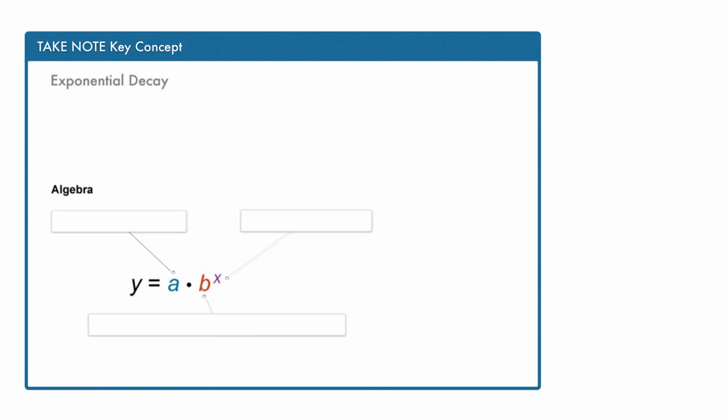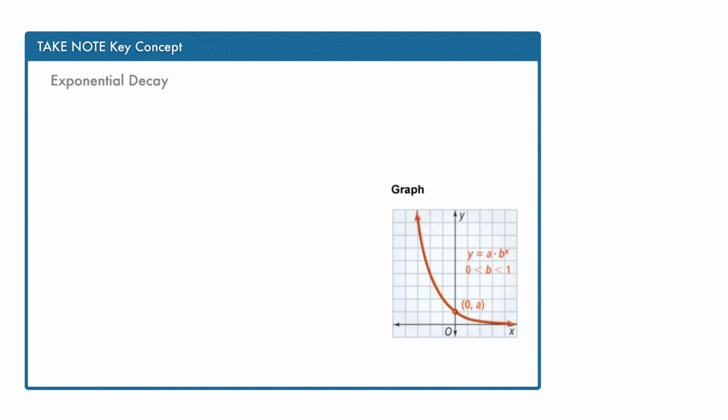In algebra, we can see the variables labeled, a being the initial amount, b being the decay factor, and x the exponent. Graphically, we see a similar graph to exponential growth, except that this one is decreasing in terms of its y value, or its output value, as the input x increases. So as we move to the right on the graph, our values decrease, but decreasing more and more slowly as x values increase.